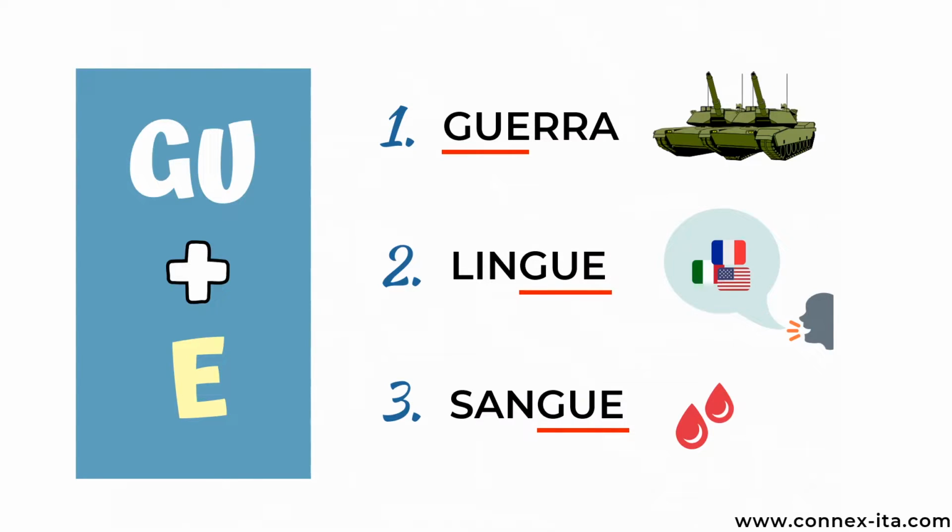Let's move on to the sound gue, gue. Here you are some popular words. Guerra, guerra, it's the word for war. Lingue, lingue, refers to the languages that you speak, for example, Italian, English, French, and so on. Sangue, sangue means blood. Guerra, lingue, sangue.